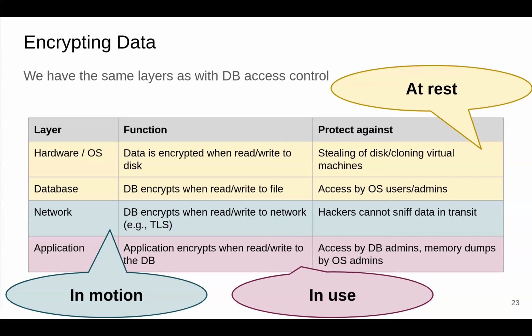Right? So data can be encrypted when read or written to disk. The database can encrypt when reading or writing to or from a file. The database can encrypt when reading or writing to the network, for example, using TLS, transport layer security, as we discussed, or the application can encrypt when reading or writing to the database.